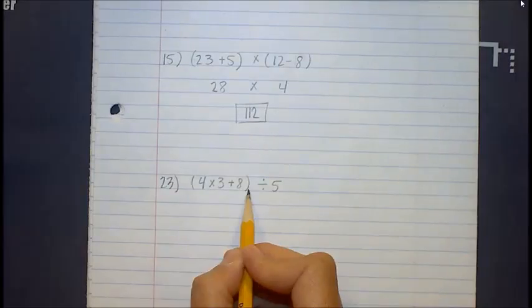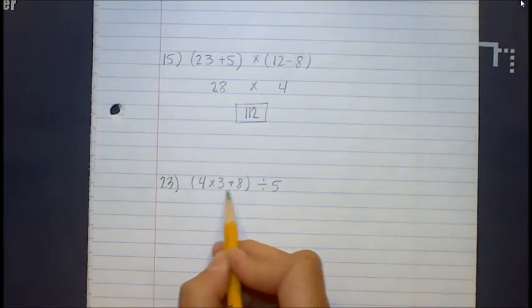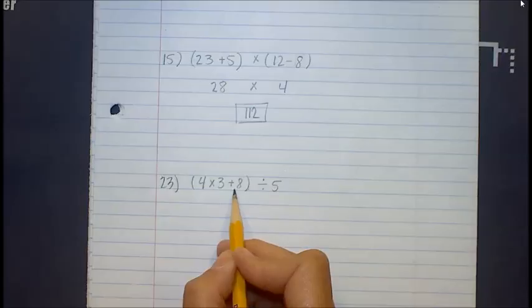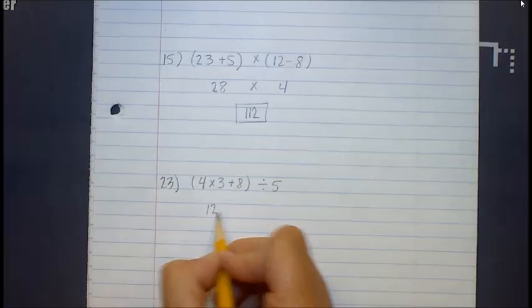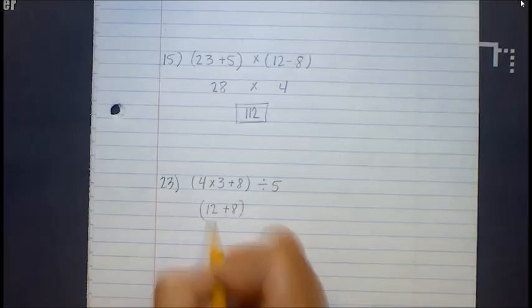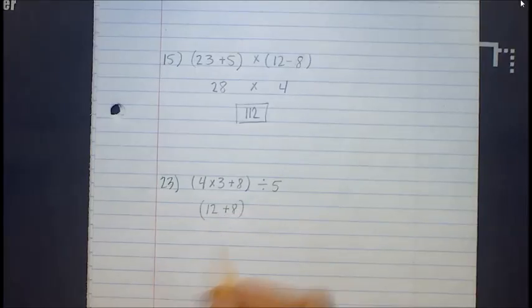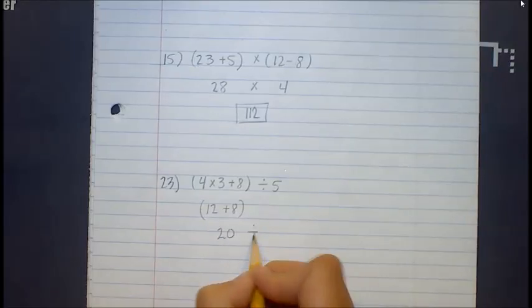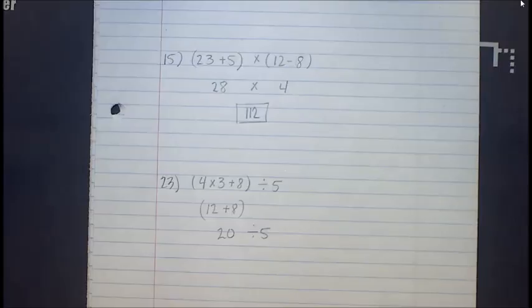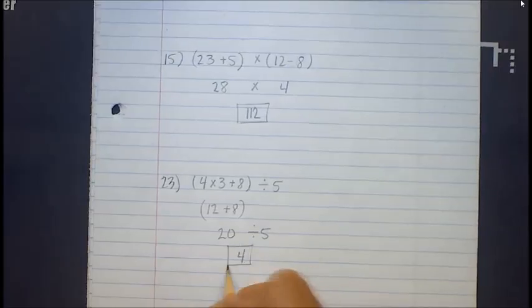And then the last one. Parentheses, right, first. Now in this string, we've got a multiplication and an addition. Which one do we do first? Multiplication. So we're going to do 4 times 3 is 12 plus 8, right, in that parentheses first. 12 plus 8 is 20, and then we're going to drop down the divide by 5. So 20 divided by 5 is 4.